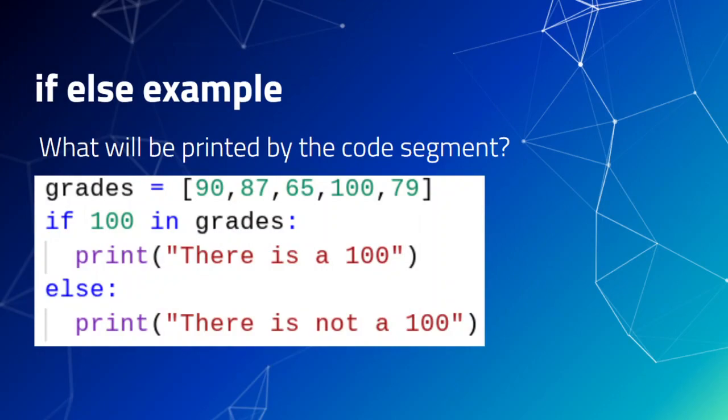Let's do an example with if-else just to understand it. What do you think will be printed by this code segment? All right, I'm assuming you had a go at it, so let's take a look. We know the syntax. We are checking if an item is in an iterable, which in this case is a list of numbers. So we are checking if the integer 100 appears inside the list called grades. Let's take a look. Nope, nope, nope. Oh, it's right there. So, since this is true, it will print there is a 100.